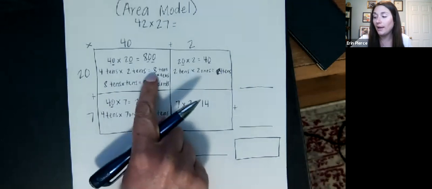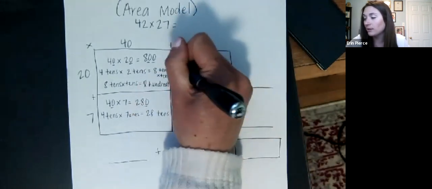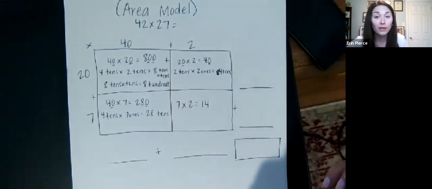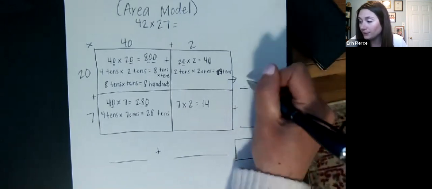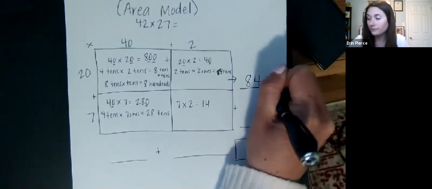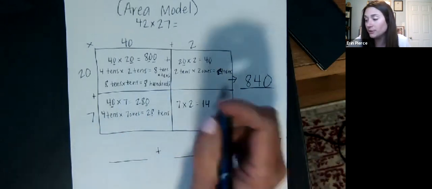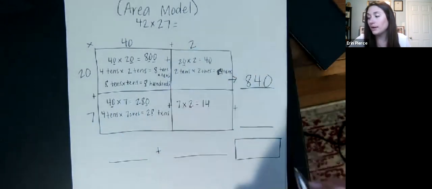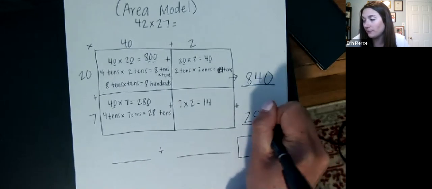So when I add across, that means I'm adding 800 plus 40, which gives me 840. When I add across 280 plus 14, I get 294.